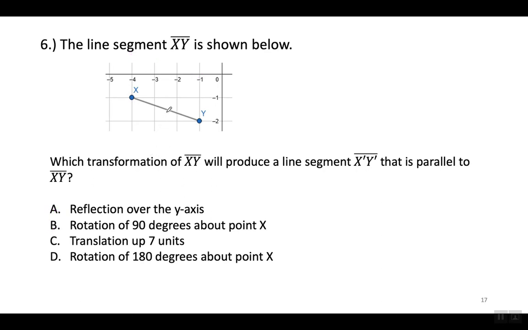Letter D, a rotation of 180 degrees about point X. So again, let's pretend we're rotating it counterclockwise, but the other way would be the same thing in this case. If you rotate it 90 degrees counterclockwise, it would be this. If you rotate it 90 degrees again, it would be this. Okay? And the end result would be over here, something like that. And those lines are not parallel. They're on the same trajectory. Okay, so those lines are not parallel. So the correct answer would be letter C, a translation up 7 units.